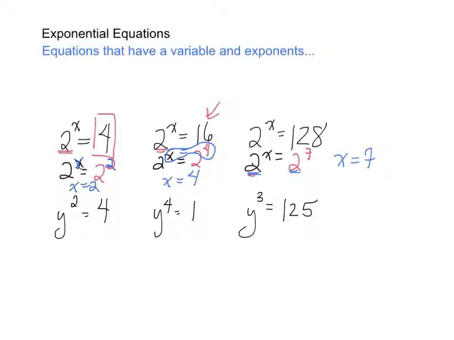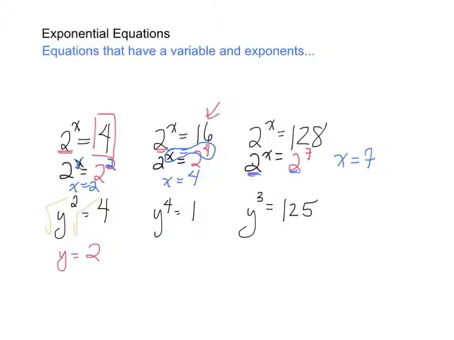Now, to take a step back, I just want to make sure we're really clear about something. If the variable's in the base, where it's y to the power of 2 equals 4, well, that's pretty straightforward, right? Because you just know you're going to square root both sides, if you want to know what y is. And then y equals the square root of 4, which is 2.